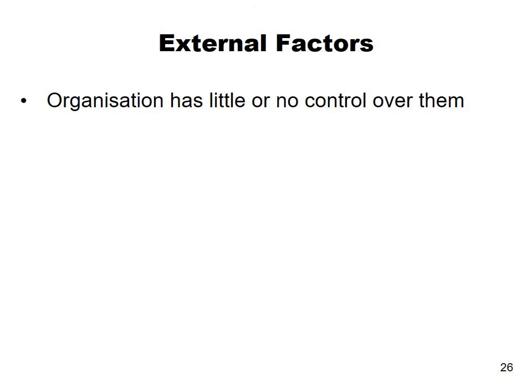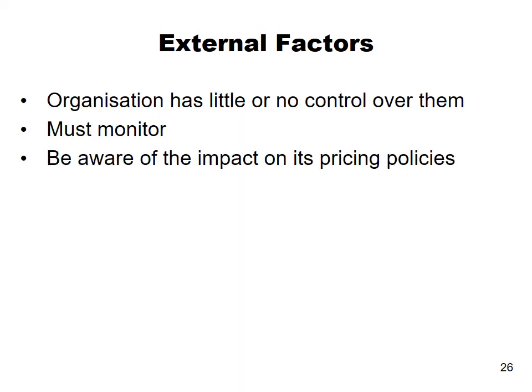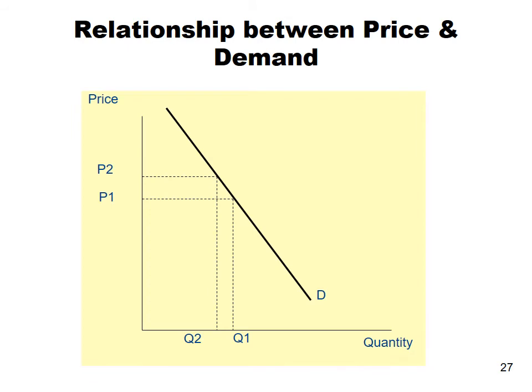Organization has little or no control over the external factors, but they have to monitor them closely because they have to be careful of the impact they can have on its pricing policy. So look at the graph here. The graph shows an inverse relationship between the price and demand. It's curving downward. So basically, as the price goes up, the level of demand will drop. The demand or quantity will drop.